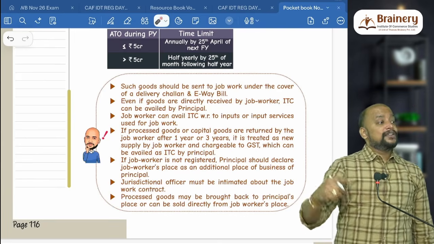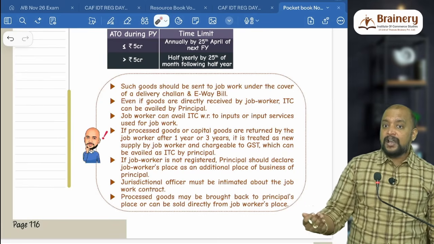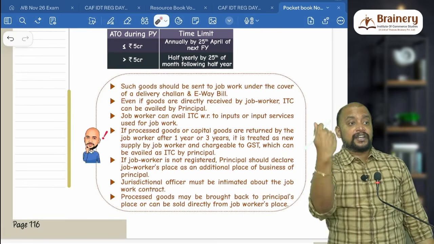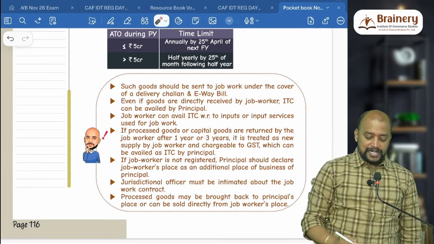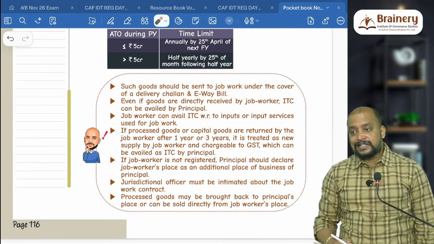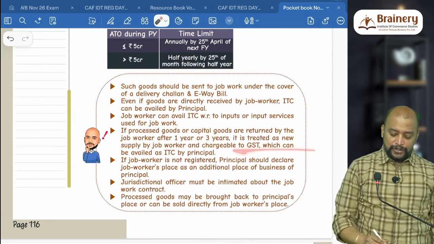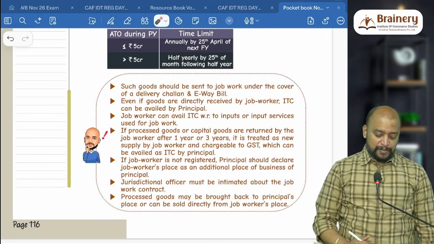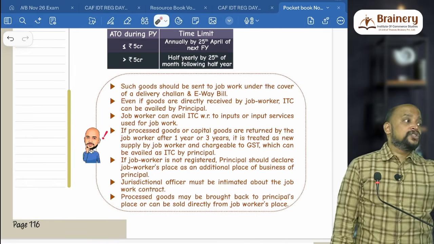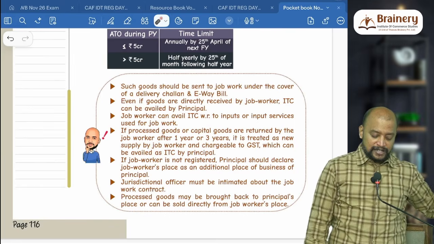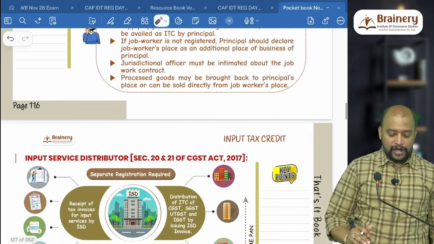Even if the goods are directly received by the job worker, ITC can be availed by the principal. Can the job worker take ITC? Yes, provided he is registered, on those goods which are purchased by the job worker for use in the job work. If processed goods or capital goods are returned by the job worker after 1 year or 3 years, it is treated as a new supply by the job worker and chargeable to GST, which can be availed as ITC by the principal. If the job worker is not registered, the principal should declare the job worker's place as an additional place of business of the principal, and even the jurisdictional officer must be intimated about the job work contract.